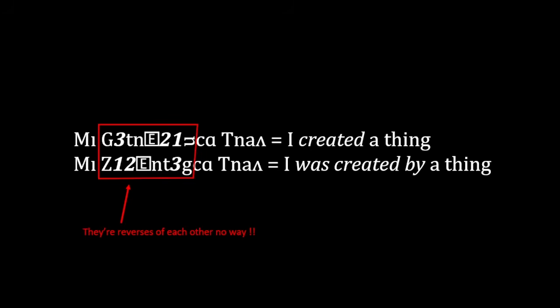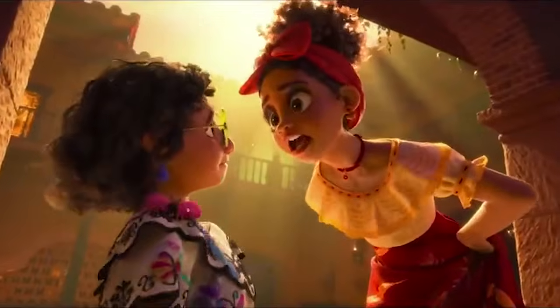You get it? Transitive verbs can be written backwards to switch the subject and object. For example, mi tan, I create a thing. Mi tan, I was created by a thing. They're reverses of each other, no way. The ka suffix wasn't affected because it was the past tense marker. Do you understand? And of course, we got the converse suffixes.